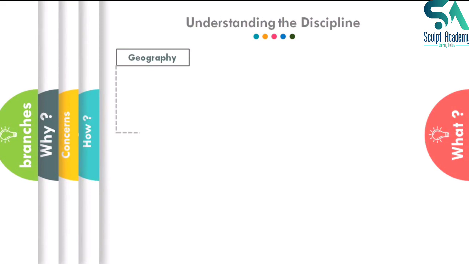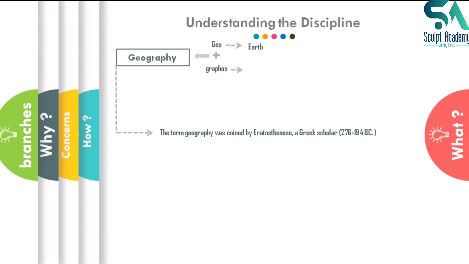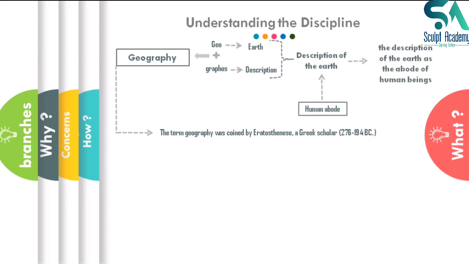So the word geography was basically coined by a Greek scholar known as Eratosthenes. Geography is basically made up of two root words, geo and graphos. Geo means earth and graphos means description. Both these words combined together give us the first definition of geography, that is description of the earth. But as we all know, earth is the home for humans, and hence geography is further defined as the description of the earth as the abode of human beings. So this is the first basic definition that we are going to carry with us.